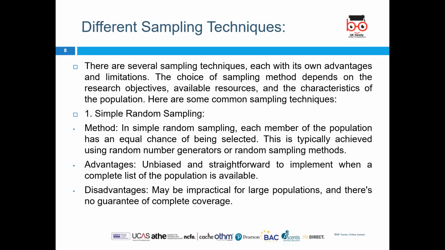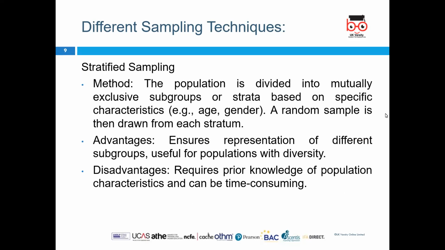So what is the advantage of simple random sampling? It is unbiased and straightforward to implement when a complete list of the population is available. So basically you have to select randomly. That is the advantage. But the main disadvantage of simple random sampling is that it may be impractical for larger populations and there is no guarantee of complete coverage. Collecting data from the entire sample may be very difficult or unviable in simple random sampling.